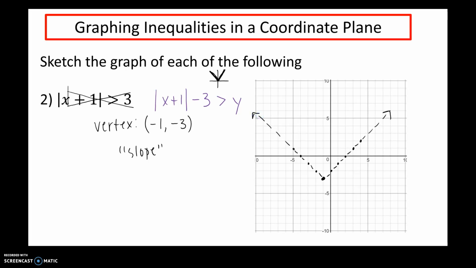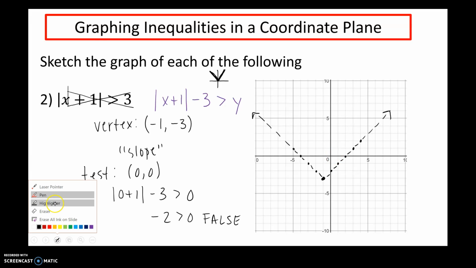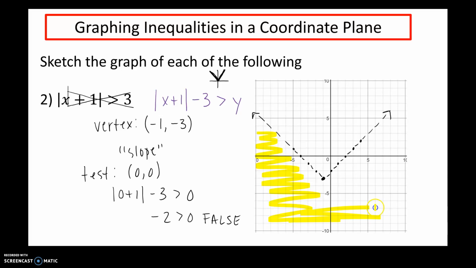Fortunately, again, (0, 0) is not on the boundary, so we can use that as our test point. And I get absolute value of 1, so I get 1 minus 3 is negative 2. Is negative 2 greater than 0? That is a false statement. So now we have to shade the region that does not include (0, 0), because of course the solution set is all points that make the statement true. So we're going to shade outside of the absolute value graph.